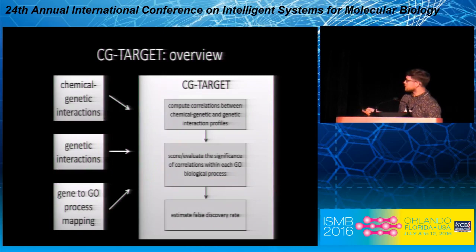To implement this, the pipeline has a few basic steps. It takes in the chemical genetic interactions. They could be from BeanCounter, they could be from a different source. It also takes the genetic interactions, in our case from the yeast genetic interaction network, and a mapping from gene to GO biological processes. The first step is to compute correlations between the chemical genetic interaction profiles and the genetic interaction profiles. Then from there, we score and evaluate the significance of these correlations when we look at how they map to the GO biological processes. And finally, there is a step to estimate our false discovery rate.